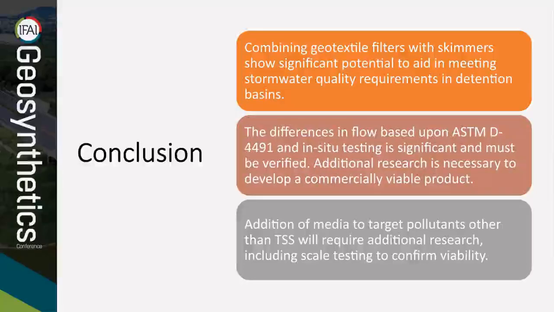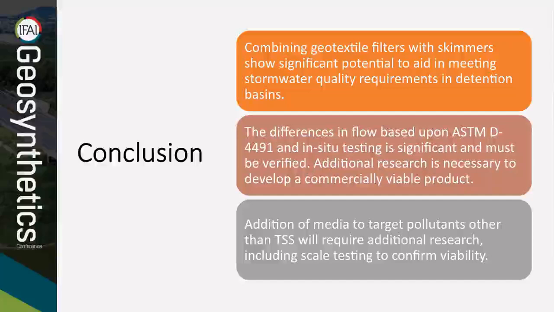So in conclusion, combining geotextile filters with skimmers does show significant potential to aid in meeting stormwater quality requirements in detention basins. The differences in flow based upon ASTM D4491 and in situ testing is significant and must be verified by third-party testing. Additional research is necessary to develop a commercially viable product.